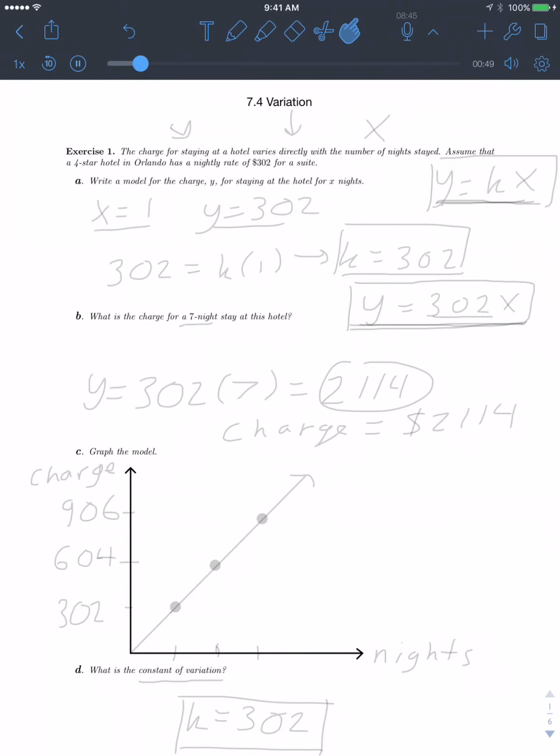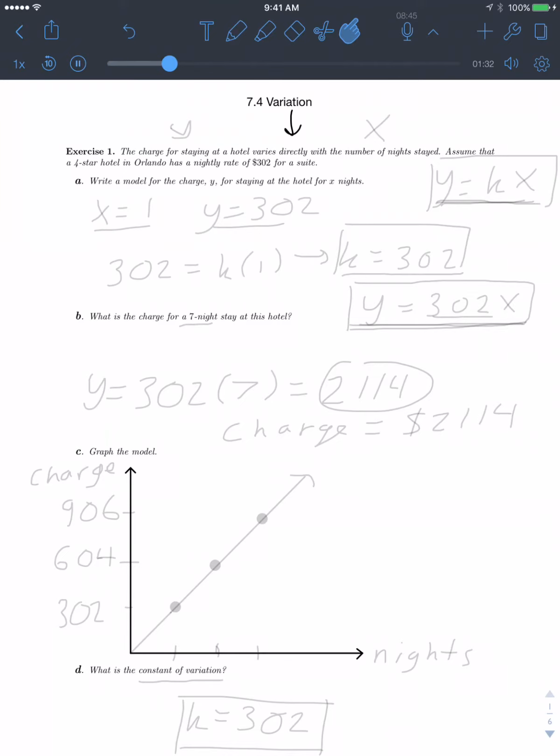I'll refer you to the definition of direct variation, definition 7.6, right at the beginning of the lecture notes for section 7.4. So, in any situation involving direct variation, which we can tell is what's going on here, if we read through the words, the charge for staying at a hotel varies directly with the number of nights stayed. So directly there is our key word. We are talking about direct variation between these two quantities, the number of nights stayed and the charge for staying at the hotel.